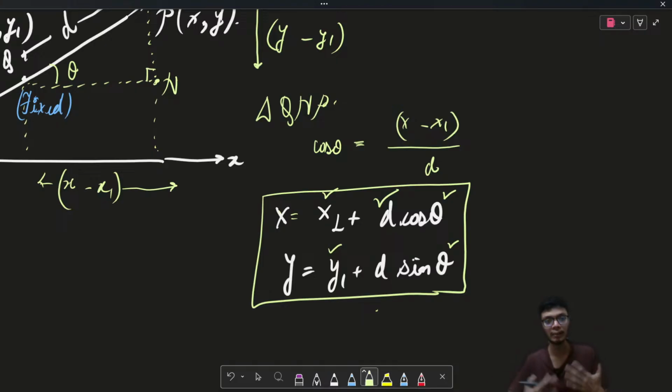What do you mean by parameter? Parameter basically means that if you have a set of equations which is dependent on some particular thing, right?